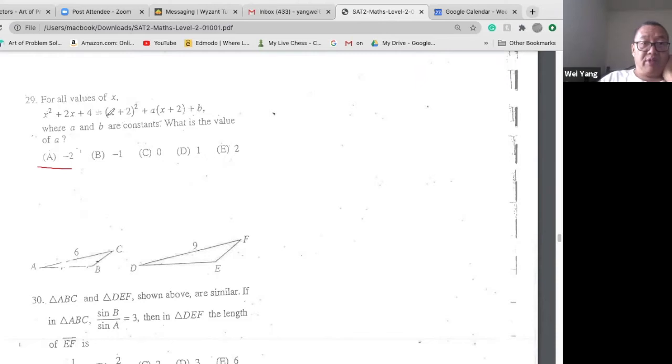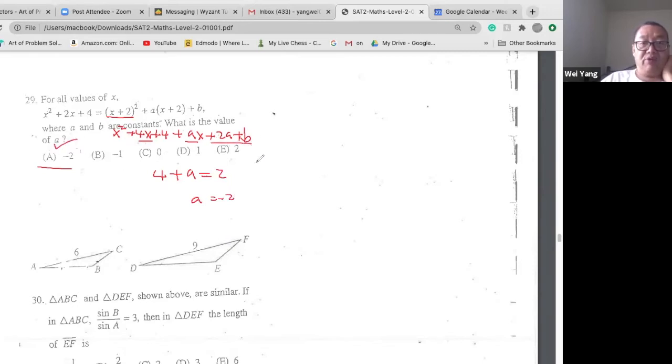So when we expand this term, we get x squared plus 4x plus 4. Then plus a times x plus 2a plus b. Then merge these two like terms, we get 4 plus a should equal 2. So a equals negative 2. Yes, a should equal negative 2.